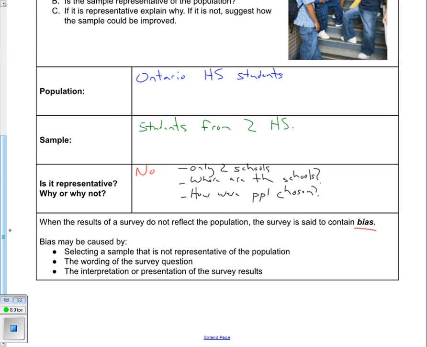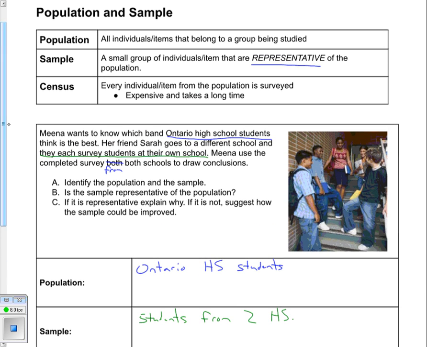So that's just a quick summation of the idea of population, sample, and whether or not it's going to be representative. Again, population is the whole group that you're interested in, that you're finding information about. Sample is a small group of people that represents that population. And in rare cases, you can do a census, which is where you ask questions of the entire population as a whole.